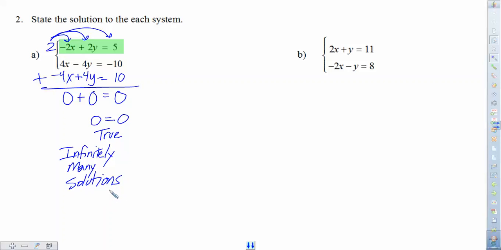All right, how about the other one? Notice this one is already good to go for elimination. So how about we just eliminate right now and add those up. 2x and negative 2x, goodbye x's, and 1y and negative 1y, add those up, goodbye. Over here we're going to have a 0, just like we had a 0 in that situation, and then 11 plus 8 gives us 19. 0 is never equal to 19. We have a false statement there. So in this case, there would be no solution.